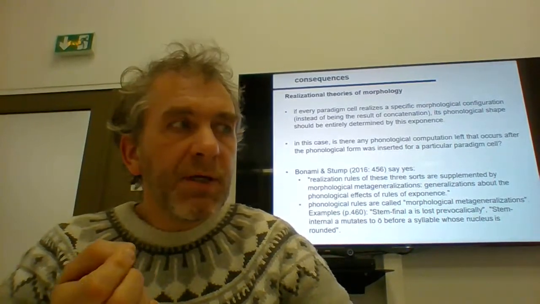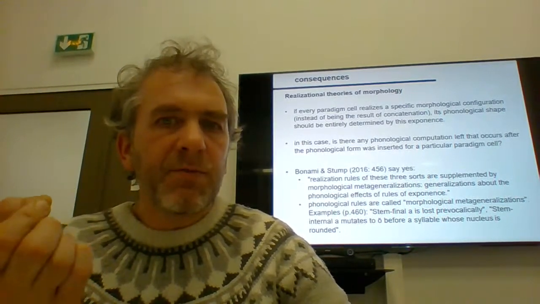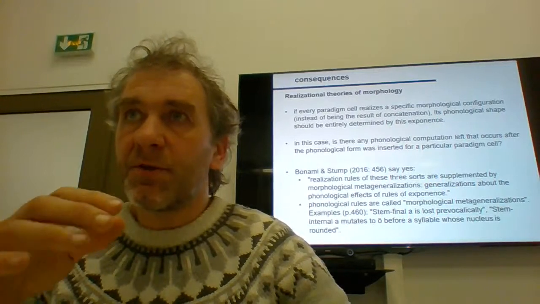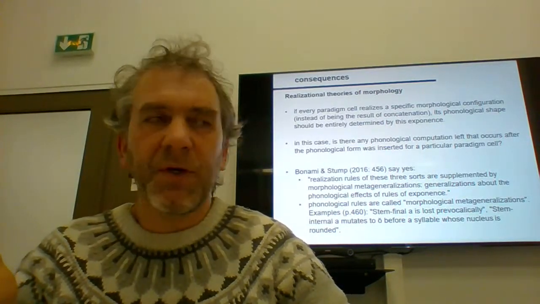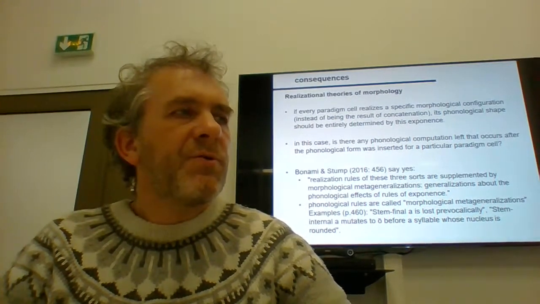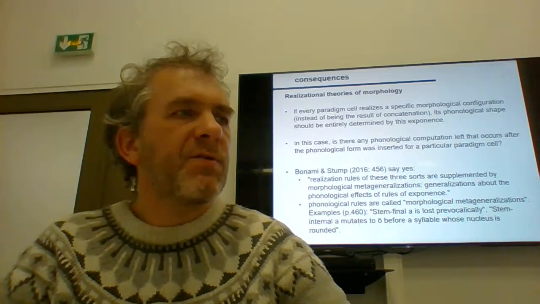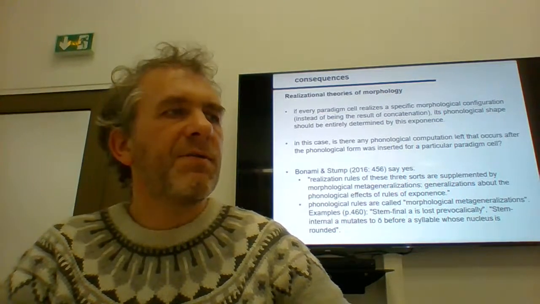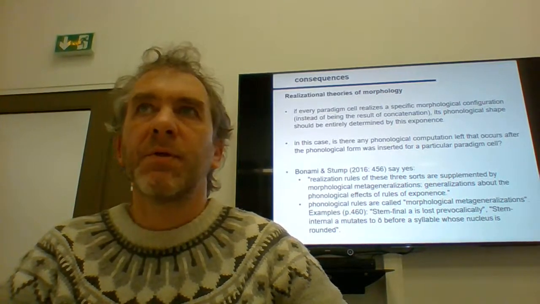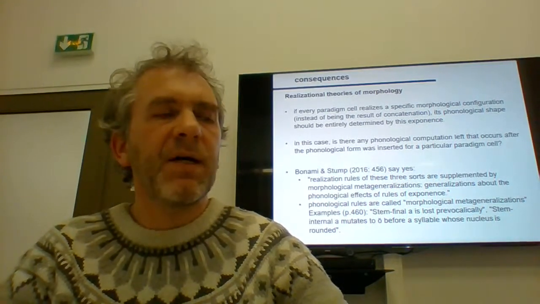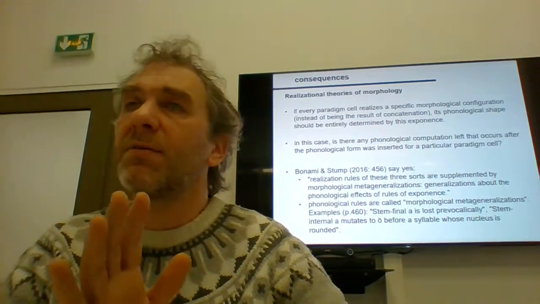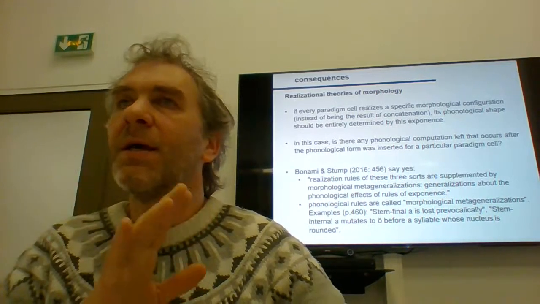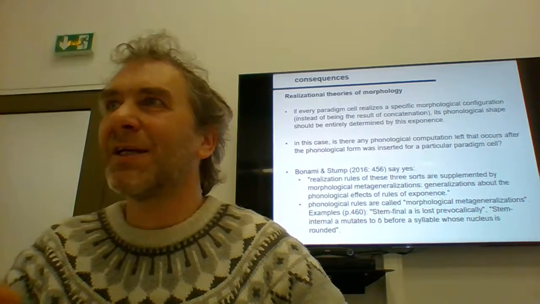Now I have looked up in the Cambridge Handbook of Morphology the article by Bonami and Stump, which is called Paradigm Function Morphology, a general presentation of it. And I found this quote: realization rules of these three sorts are supplemented by morphological meta-generalizations. So that's the word they use, morphological meta-generalizations, generalizations about the phonological effects of rules of exponents. That means, in my words, I would call that just phonology. I think I see why they call it like that, because it involves different morphemes. It's the same in different cells, so it's meta.